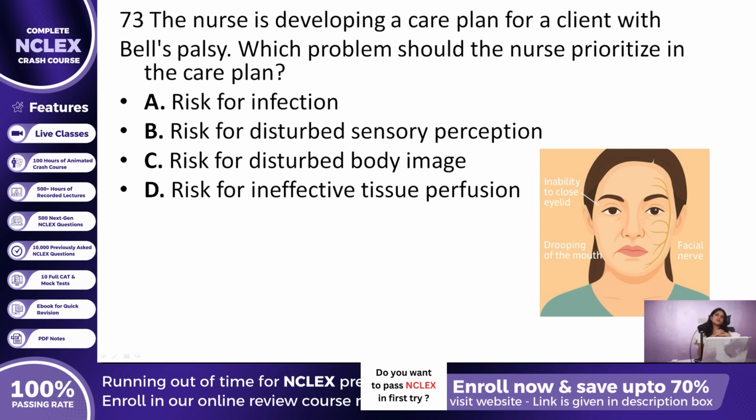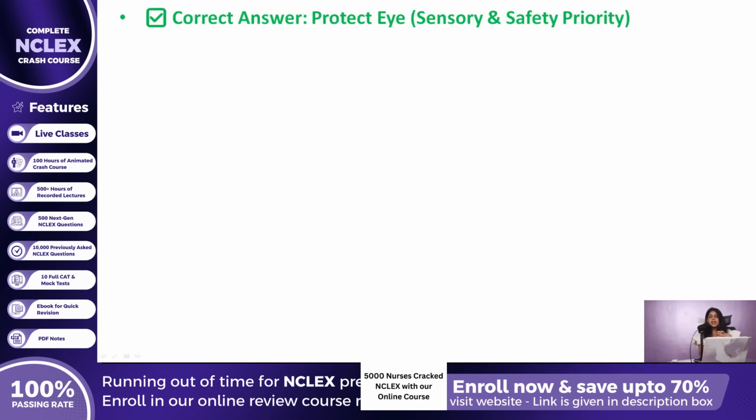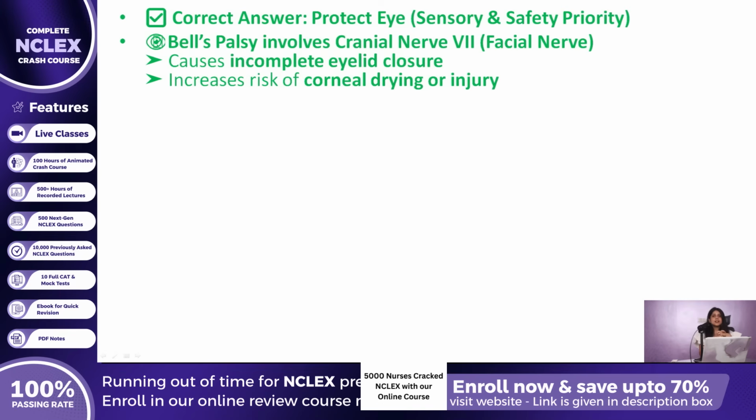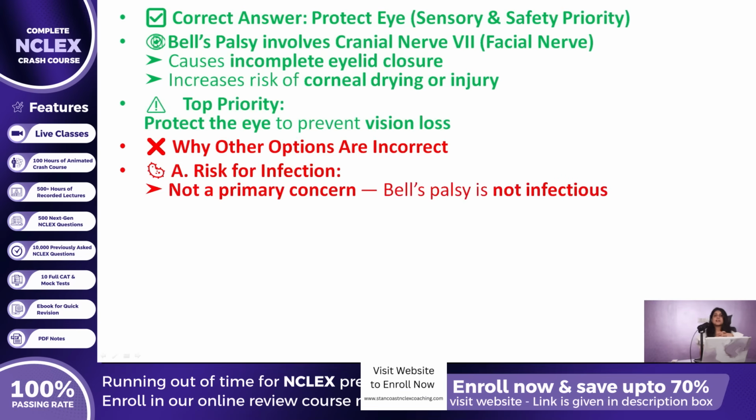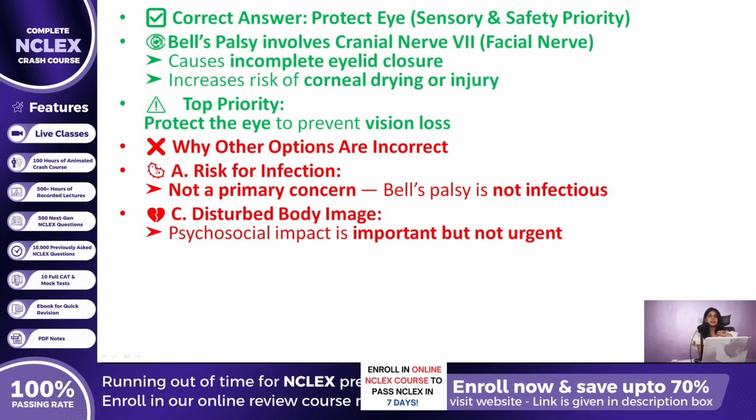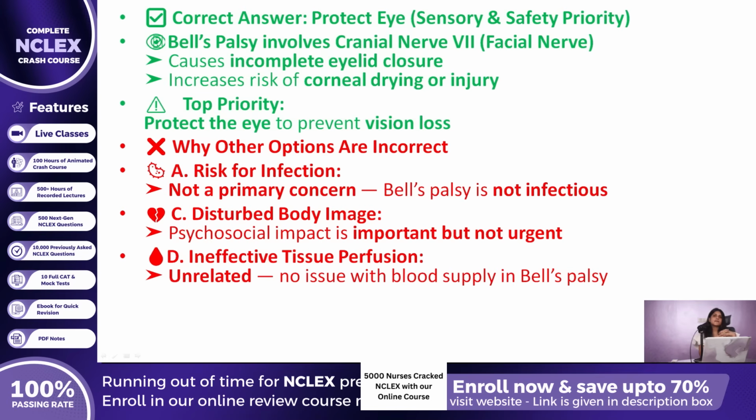The correct answer is focused on protecting sensory and safety functions, especially the eye, due to facial nerve dysfunction in Bell's palsy. Incomplete eyelid closure increases the risk of corneal injury, making this the top priority. Option A, risk for infection, is less relevant as infection is not the primary concern. Option C, disturbed body image, matters but is not urgent. Option D, ineffective tissue perfusion, is unrelated to this neurological condition. Protecting vision and sensory function takes priority in care planning.